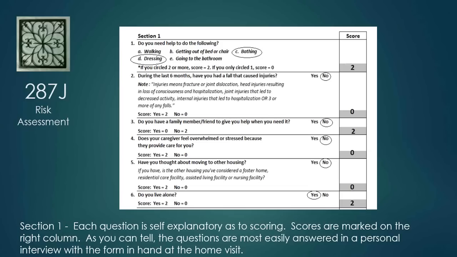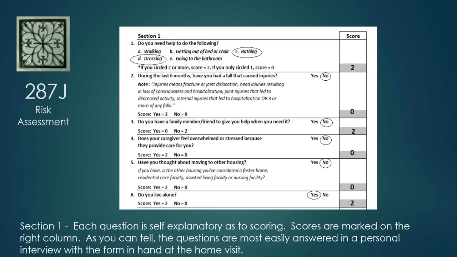If you've correctly downloaded this form and you're using it online, then everything will self-calculate. If you've printed a copy of this and you're doing a paper copy and taking it with you, then you're going to have to be calculating this by hand as you're adding up the score. But for example, in Section 1, Question 1, it asks, do you need help to do the following? And it lists walking, dressing, getting out of bed, bathing, etc.